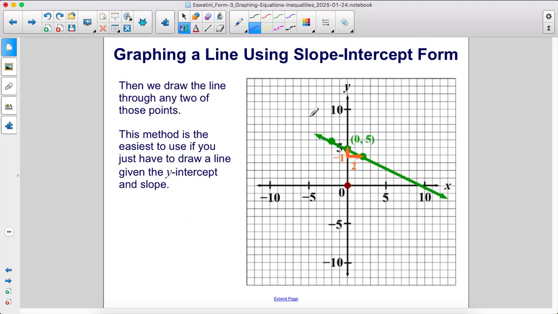Then you just draw the line through any 2 points. This method is the easiest to use if you just have to draw a line given the y-intercept and the slope.